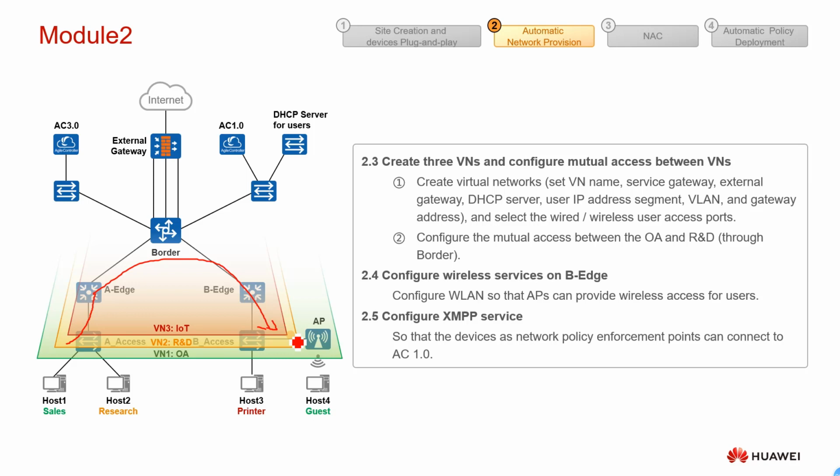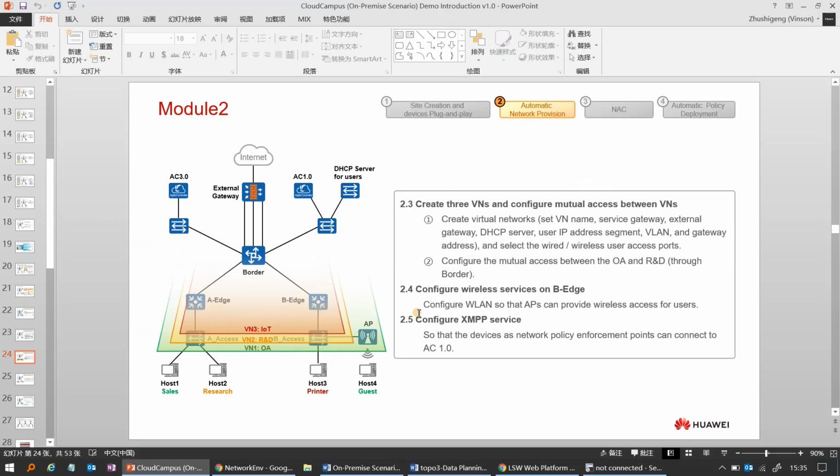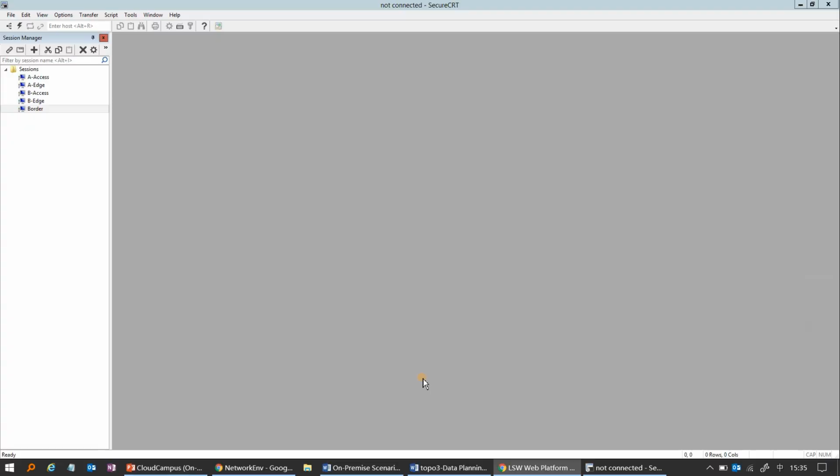Okay, all of the switches will maintain a local table containing the communication matrix downloaded from AC 1.0. And for the policy execution point, the switches must use XMPP to communicate with AC 1.0. So that's why we need to configure the XMPP service on A-Edge and B-Edge. Let's go to the environment.